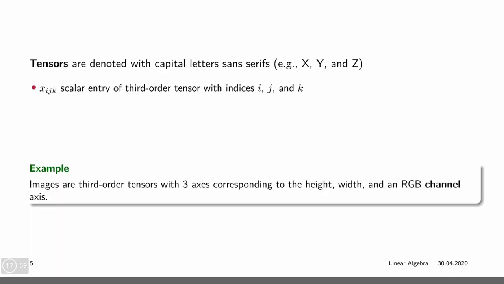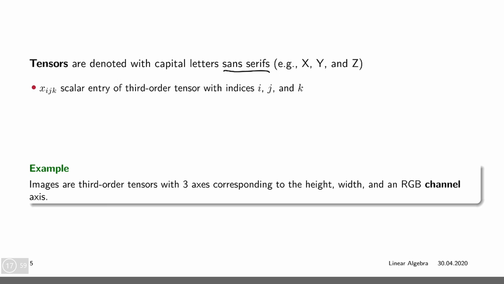Tensors are denoted with capital letters again, without the serifs, so sans serif letters, where serifs are the little things here. They don't have this. For example, images are third order tensors. Tensors can have an arbitrary number of dimensions. Vectors have one dimension, matrices have two dimensions, and tensors can have an arbitrary number of dimensions, where the order of the tensor is the number of dimensions.